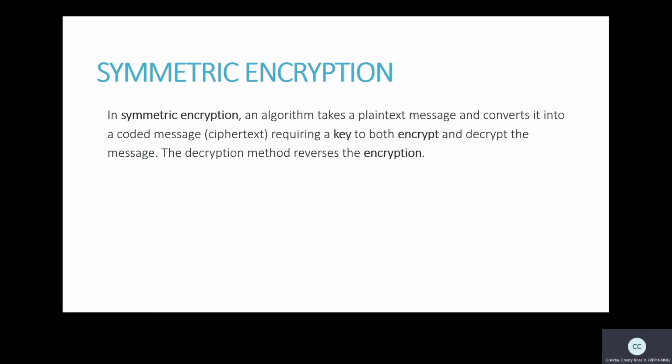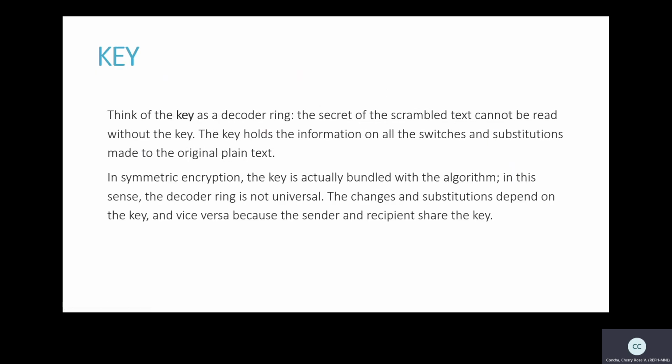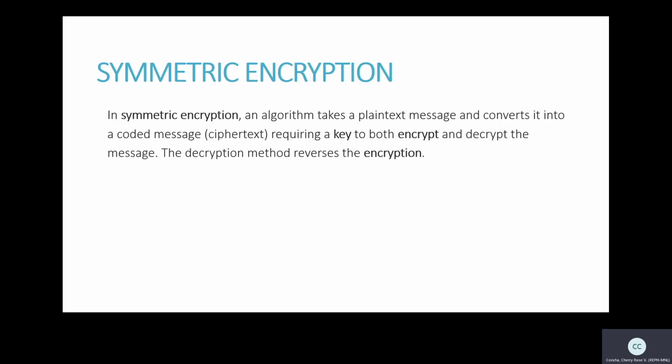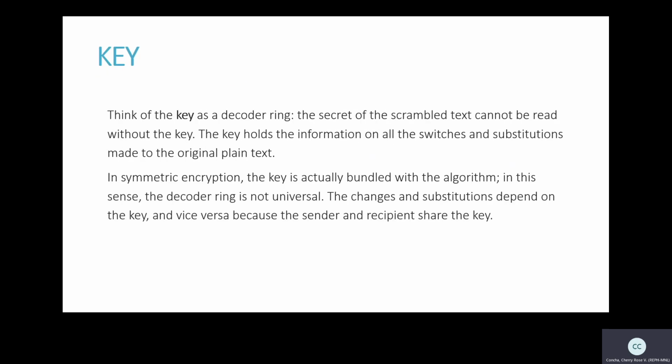So next topic is symmetric encryption. Symmetric encryption is an algorithm that takes a plain text message and converts it into a coded message, or ciphertext, that requires a key to both encrypt and decrypt the message. So the decryption method reverses the encryption. Okay, so the next slide: think of the key as a decoder ring. It's the secret of the scrambled text that cannot be read without the key. So here, in symmetric encryption, we have a key, meron tayong susi. That key holds the information on all the switches and substitutions made to the original plain text.